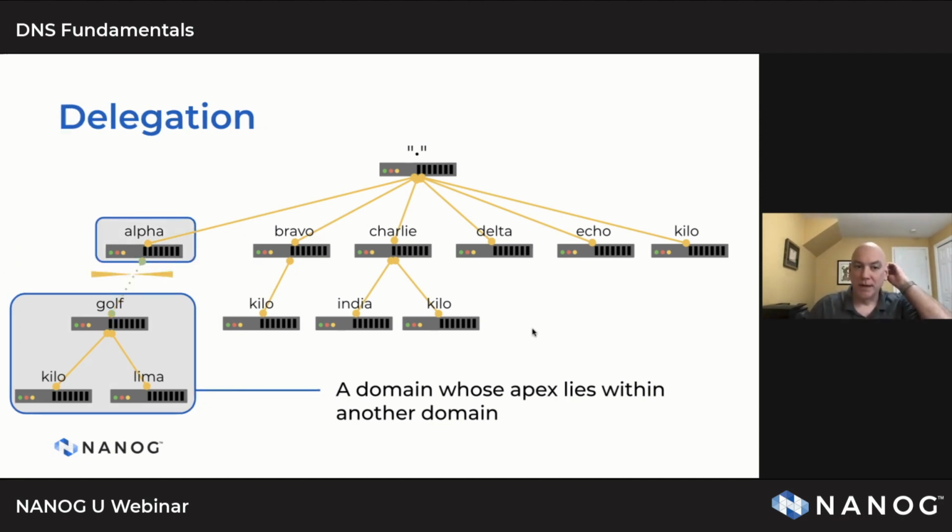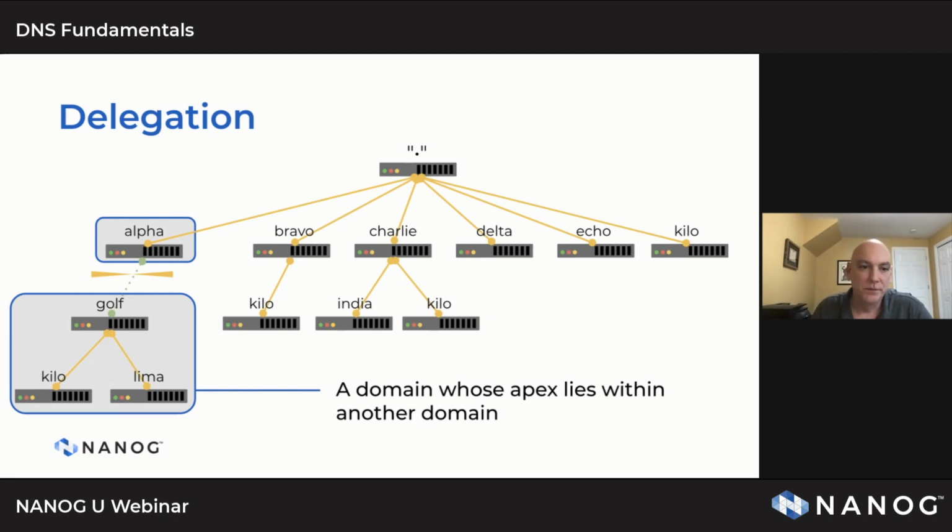Remember earlier I mentioned one of the really core and important design goals with DNS was delegation. Okay, so if I go back, in my little dots here, I'm delegating. So this alpha node is being delegated out, right, from dot. And then the same way, this golf is being delegated out from alpha.